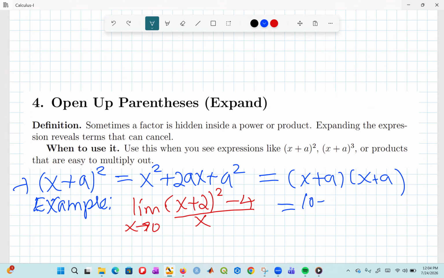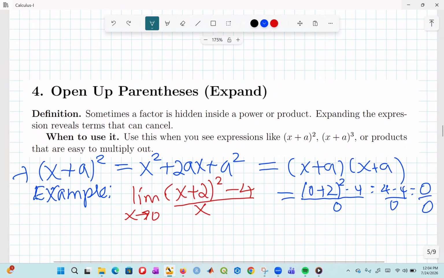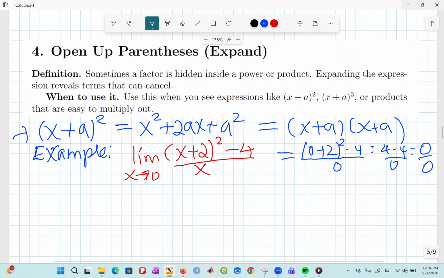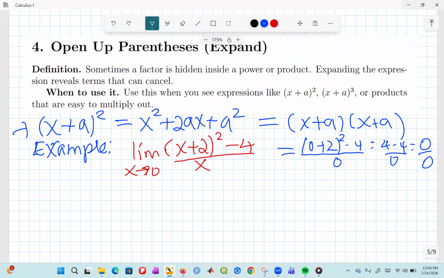Then we have 0 plus 2 squared minus 4 over 0. Then we have 4 minus 4 over 0, which is 0 over 0, an indeterminate type of 0 over 0. So we have to change our technique from direct substitution to another one, which is expand. How do we expand? Expand the numerator, okay?